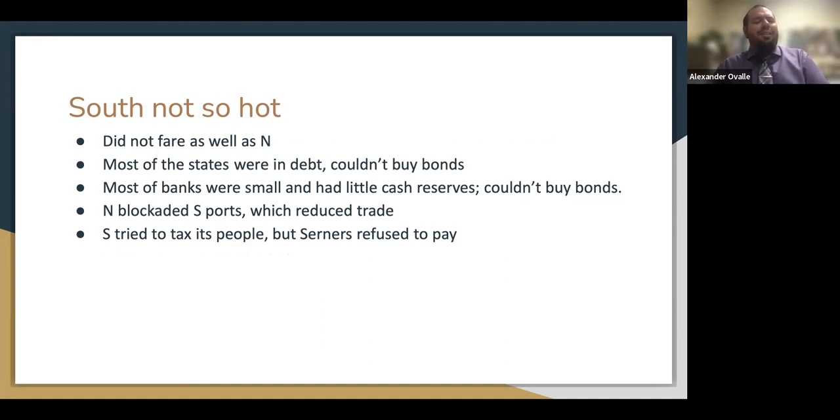The South, not so hot. They did not fare as well as the North. Most of the states were in debt, tariffs. They couldn't buy bonds. Most bonds are loans from banks. Most banks were small and had little cash in reserve. So just because, say, you have like $1,000 in your bank, it doesn't mean that that bank has $1,000 on hand because they got to loan out a lot more money. So there's not enough physical cash in these banks, so they themselves can't buy bonds. And the North will blockade southern ports, which will reduce trade, which hurts, again, the South. And the South will try to tax their people, but Southerners refuse to pay them. Oh, taxation.